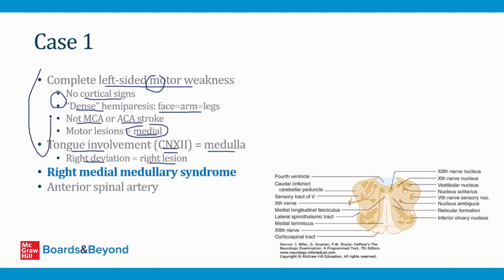So based on this information, all of which comes from the rule of fours, I can figure out that this is a right medial medullary syndrome. And then according to that slide I showed you 2 slides ago, the blood supply to the medial medulla is the anterior spinal artery. And so if I was asked which vessel is most likely involved in a stroke for this patient, the answer would be the ASA.